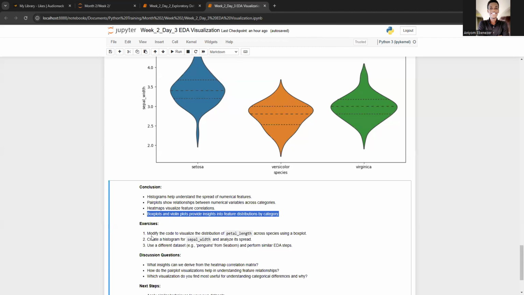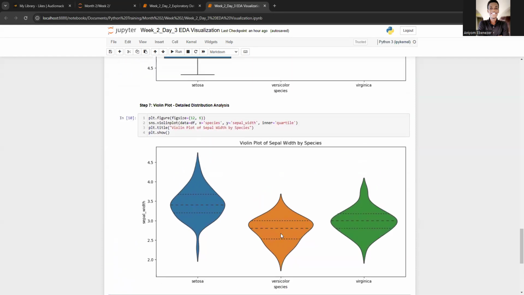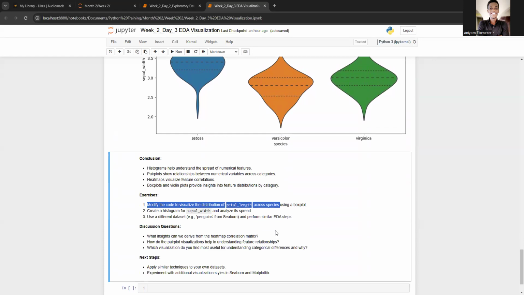So that explains that. I have a little exercise here for you. The first is to modify the code to visualize the distribution of petal length across species. Remember we did sepal length across species. So you do petal length across species using box plot, and then you create a histogram of sepal width and analyze its spread, right? Then using a different data set, for example, you could use penguins from Seaborn, you perform similar EDA steps to those we have already explained.